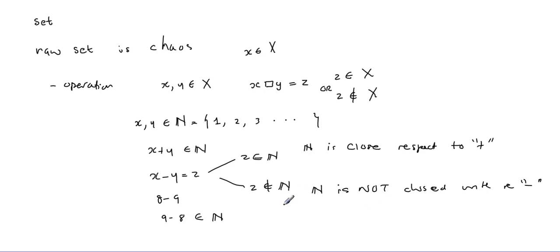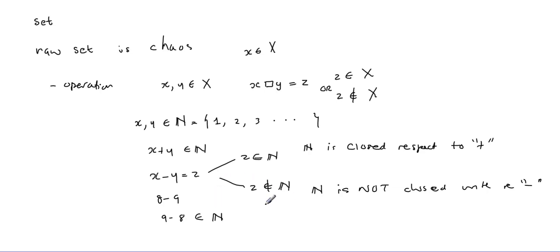So the concept coming up here is: what does it mean to be closed with respect to an operation? It means that whenever we operate with elements of that set, the result isn't out of the set. It cannot jump out. If the operation results in something which jumps out of the set, then that set is not closed with respect to that operation.